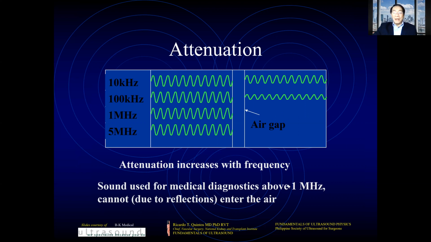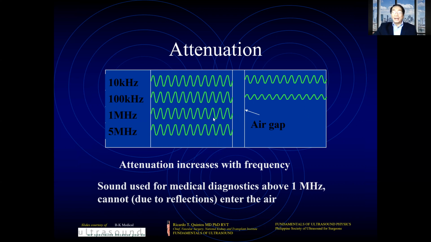And sound above 1 megahertz cannot, due to reflections, enter air. So again, for tissue interactions, if there is air within the tissue, the sound, being a higher frequency, is already being attenuated by the distance. And then as it enters an air gap, it cannot be transmitted further after the air gap because the attenuation happens in this air gap largely because of reflections and absorption.